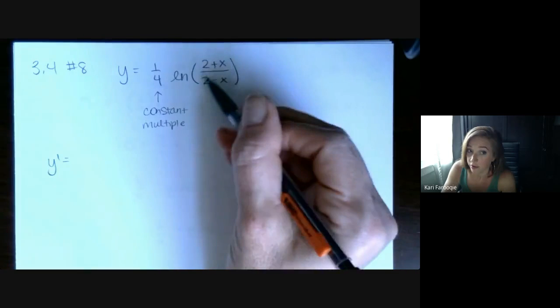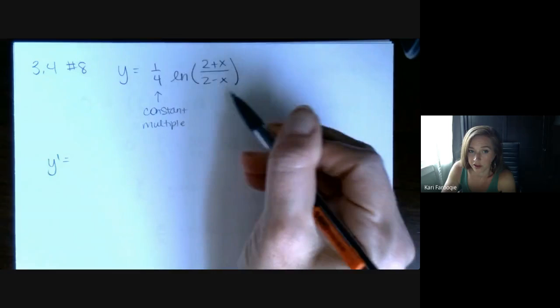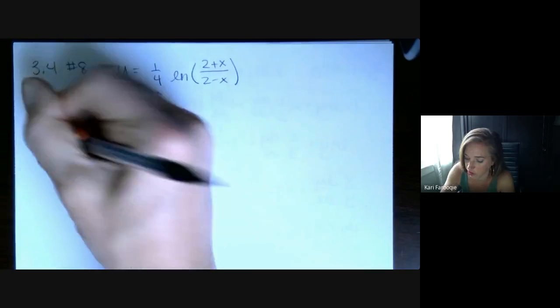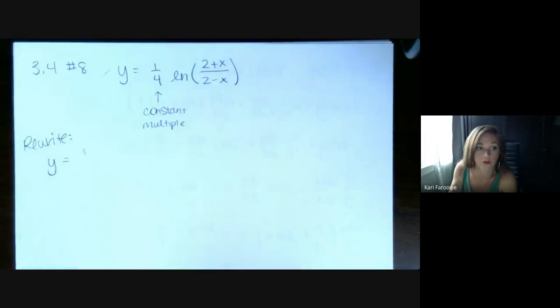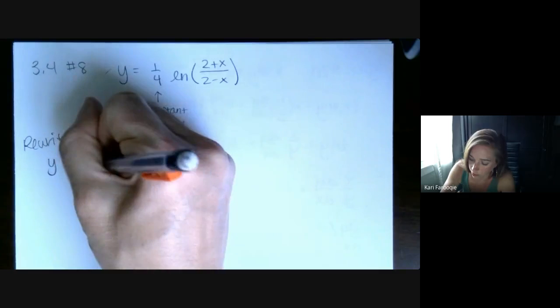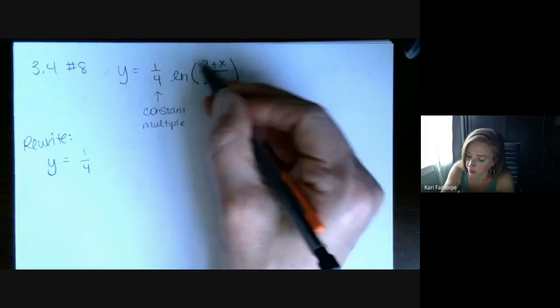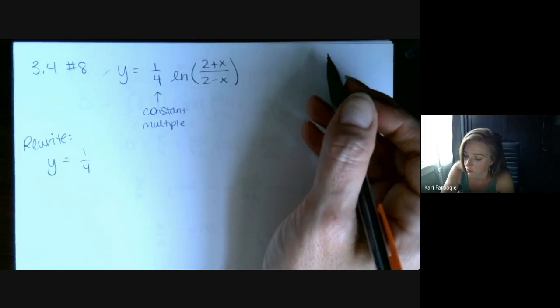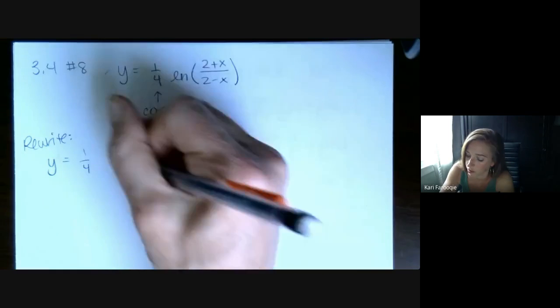So if I were you, I would probably split up this natural log. Otherwise, you're going to have to use the quotient rule. So I don't want to write y prime yet, actually, because I'm just going to rewrite the expression first. I'm going to leave the 1/4 where it is. And then instead of writing the natural log of a quotient, I'm going to use that quotient rule for logarithms that allows me to write that as the difference of 2 logarithms.